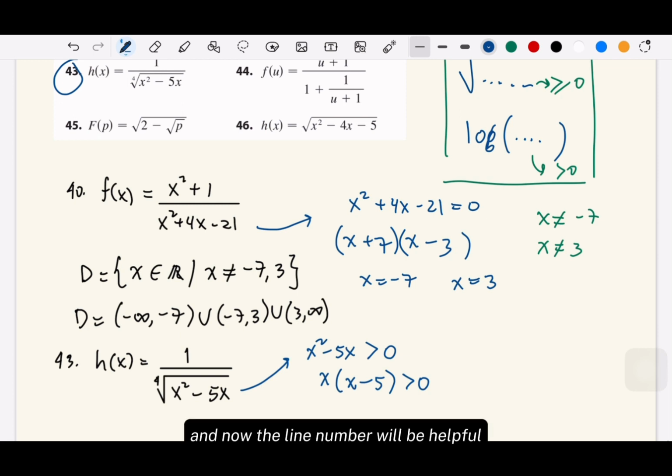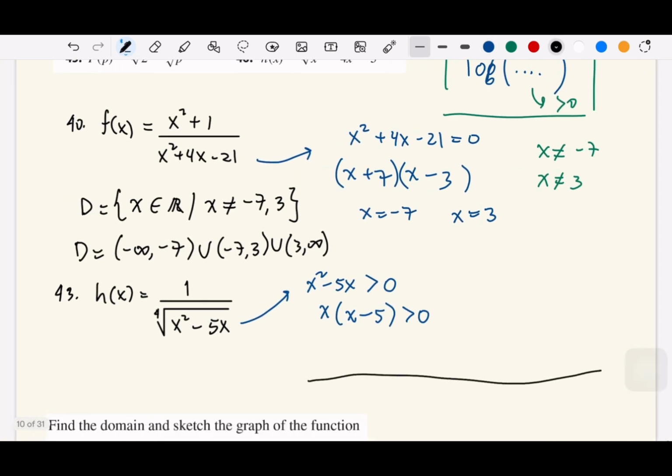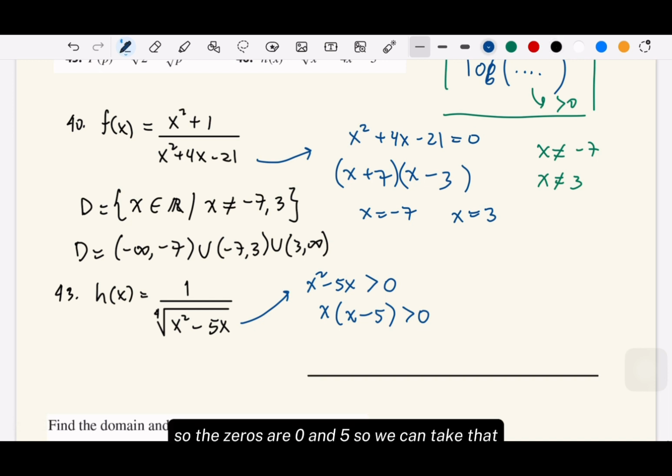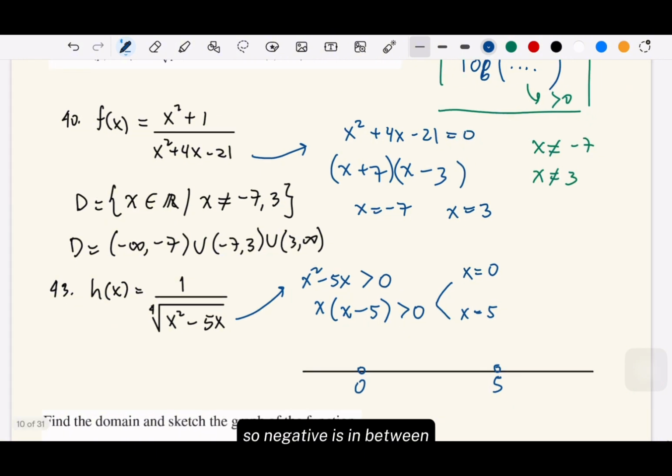And now the line number will be helpful. Okay? If you try and make the interval by yourself, I think you may make some small mistake. So the zeros are 0 and 5, so we can take that, and it will be an open interval, 0 and 5. Try in between, it's negative. So negative is in between.